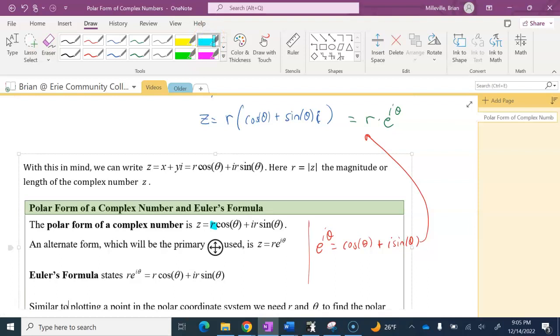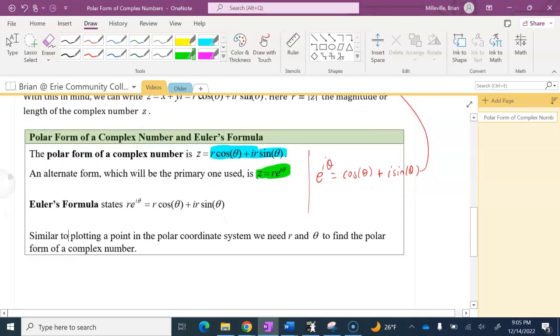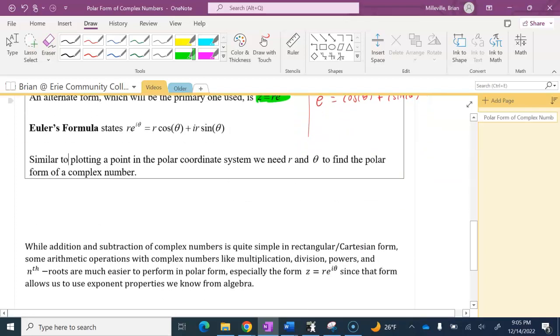One of them expresses it in terms of cosine and sine. The other one, which is very useful for raising complex numbers to exponents or taking various nth roots of complex numbers, is r e to the i theta. Both are going to be utilized, but the second one turns out to be a little bit more useful. So let's get a little practice converting from one form to the other, or converting from polar form to rectangular form.